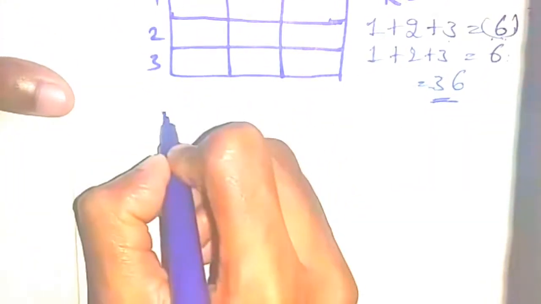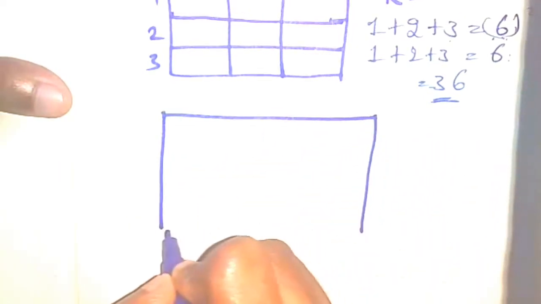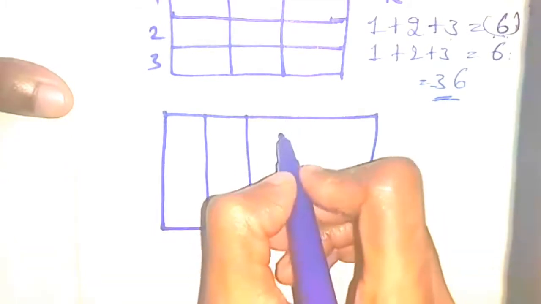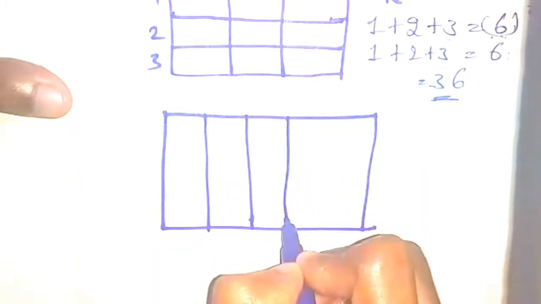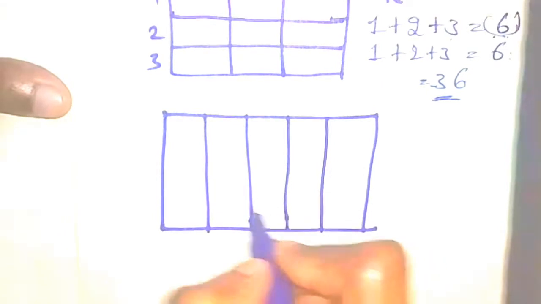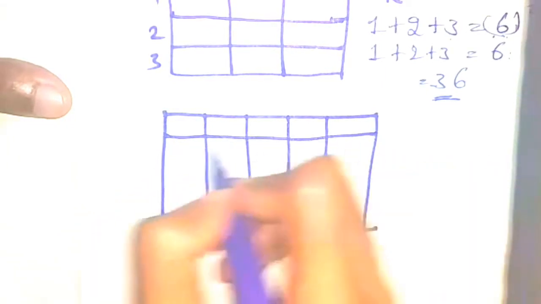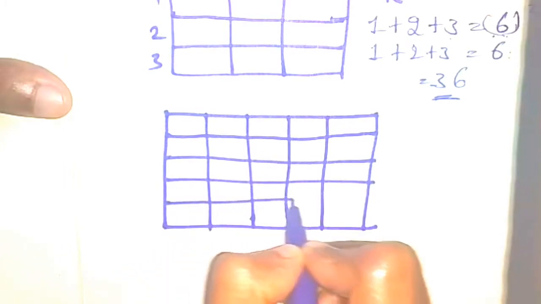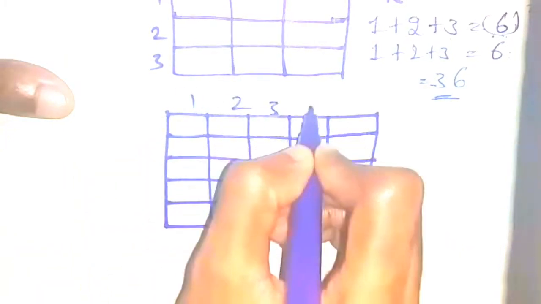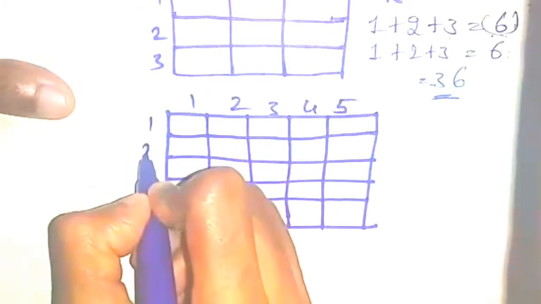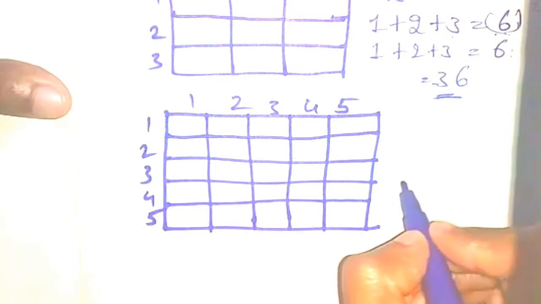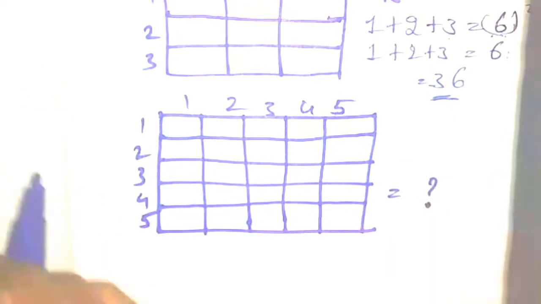Now let us do one more problem. This is your homework. So now 1, 2, 3, 4, 5 and 1, 2, 3, 4, 5. Here rows and columns both are equal. Answer this in the comment section.